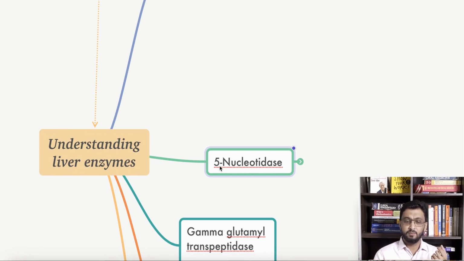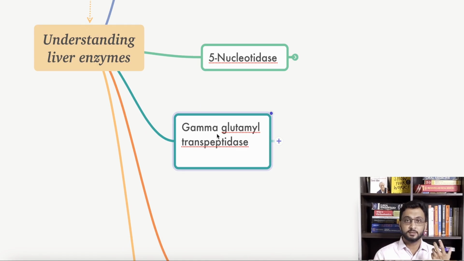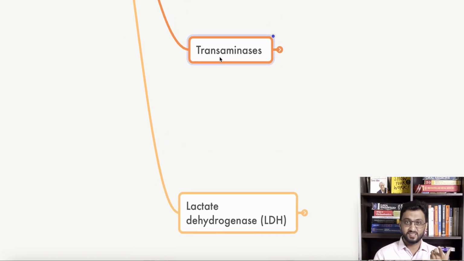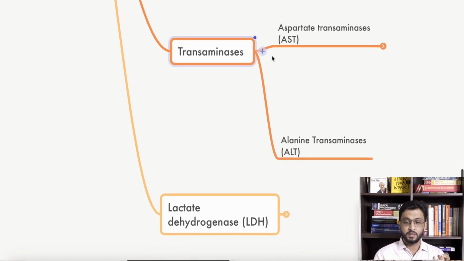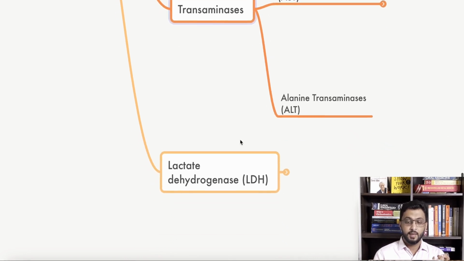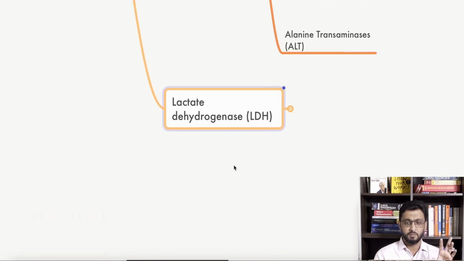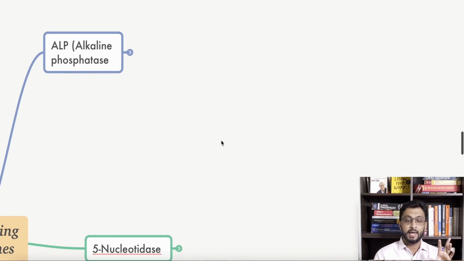5-nucleotidase, another enzyme which is related to liver. Gamma glutamyl transpeptidase, another enzyme. Transaminases, AST, ALT, very simple. There are two transaminases, AST and ALT. Then lactate dehydrogenase, one enzyme which you are familiar with. Now, yes, we're going to start with ALP, the first enzyme.